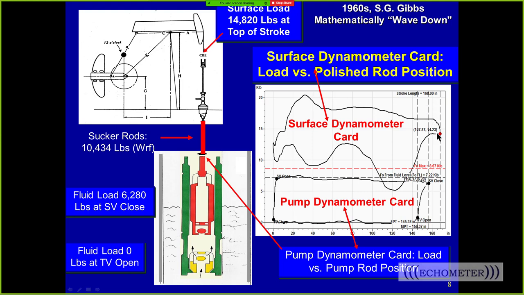If you were to look right here at the very top of the stroke, that load is 14,820 pounds, and the rod string weighs 10,434 pounds. If you were to subtract out the weight of rods and fluid from this measured point, well, 10,400 away from 14,000 would be 4,400, and that load right there is like 6,280. So it's not simple math. The wave equation comes in: this is a wave from the release of this acceleration force, and we see this force echoing up and down the rod. This point here is an echo of that, and that point there is an echo of that minimum load.